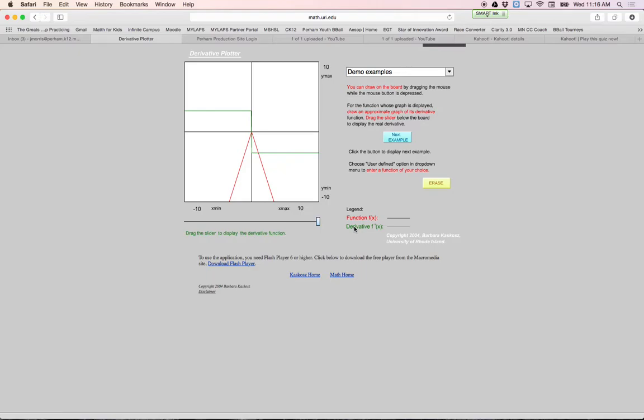Okay? Next one. Try that one. This one will be very, very good for most of you. This one you should be able to do. Look for the horizontal tangents first. Those are just when that line gets to 0. Wherever you have a horizontal tangent, that's going to be a slope of 0, so you know your derivative is going to cross the x-axis at that point.